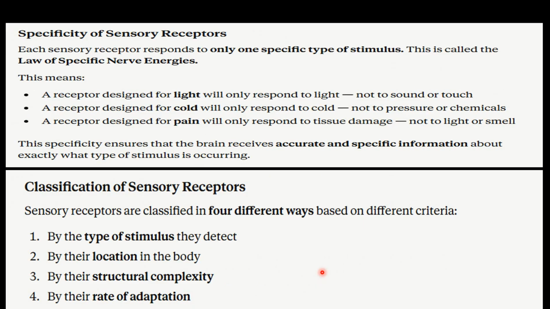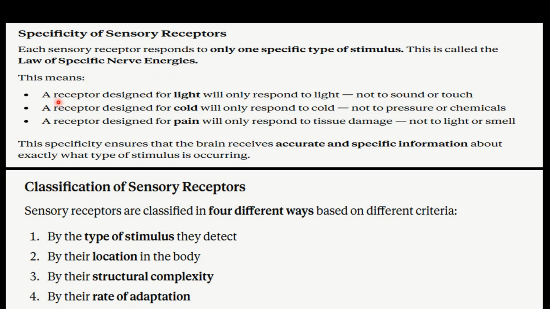Okay, now we will talk a bit about the specificity of sensory receptors. What is specificity? Each sensory receptor responds to only one specific type of stimulus. This is called the law of specific nerve energies, and it is also a very important interview question. What is the law of specific nerve energy?